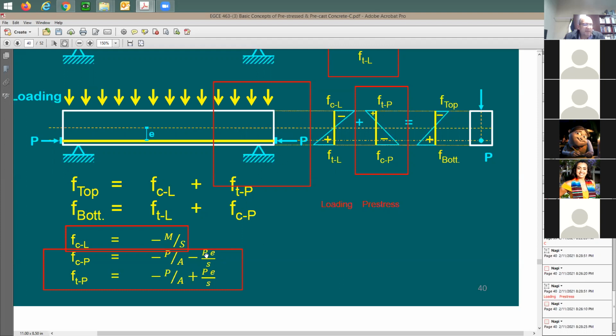Here's the axial force, P. And also I'm going to have moment, which is this P times E. So the axial force effect on this beam is going to be P over A. And the moment effect on this beam is going to be PE over S. The S being what? What is S? Section modulus. Oh, okay. You remember the section modulus, top and bottom? Yes. Okay.